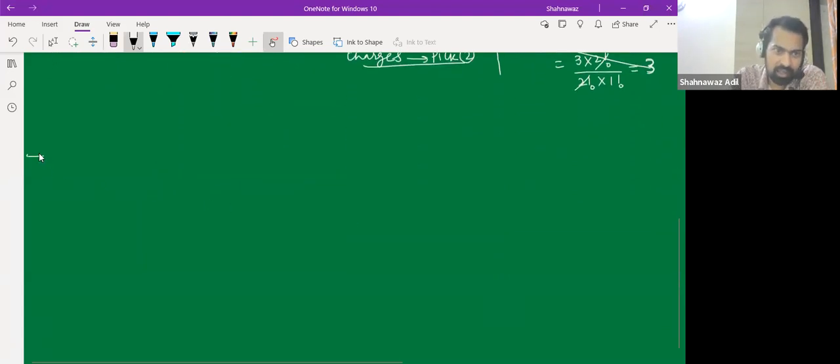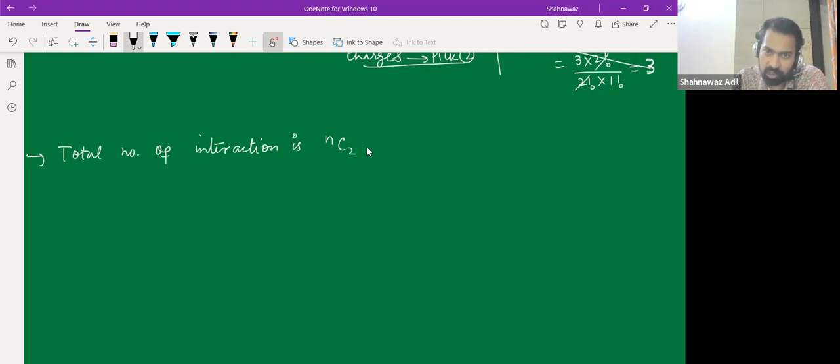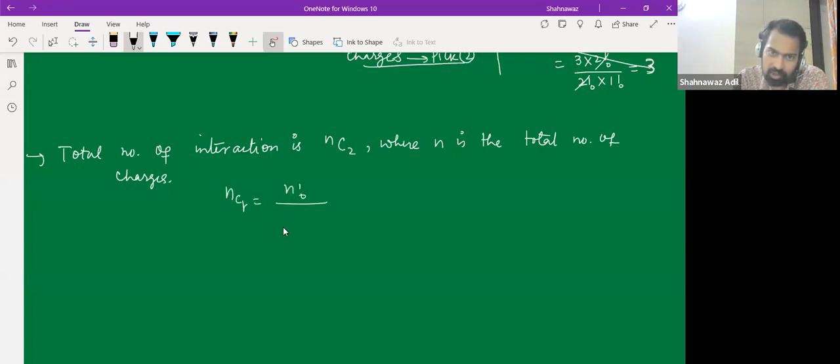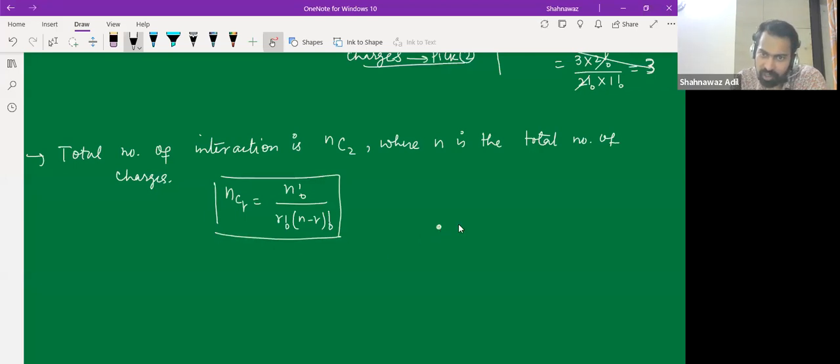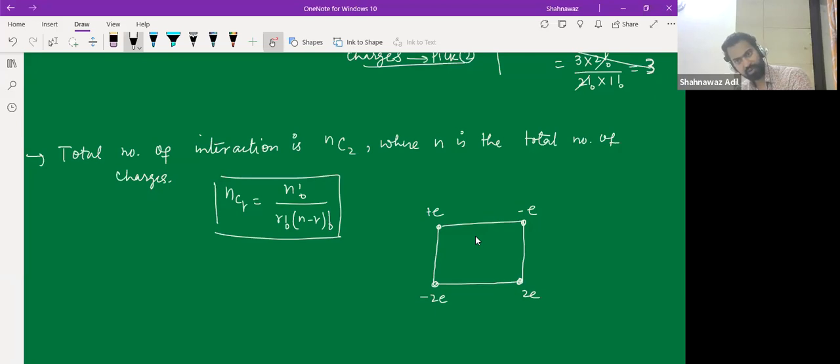So you guys write that the total number of interactions is nC2, where N is the total number of charges. And nCr is n factorial divided by R factorial times (n minus R) factorial. So if I ask you how many interactions I can have in this situation, let's say this is plus E, minus E, and this is 2E, minus 2, how many interactions can I have without doing the calculation?